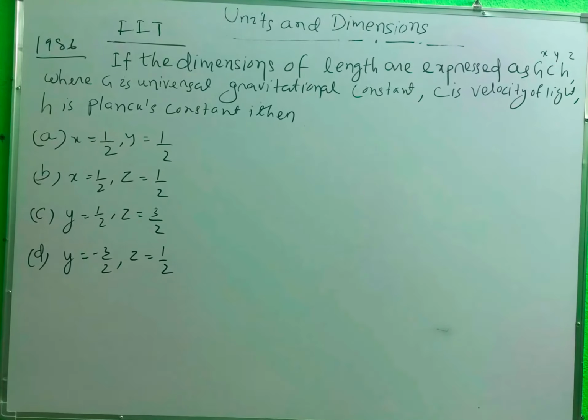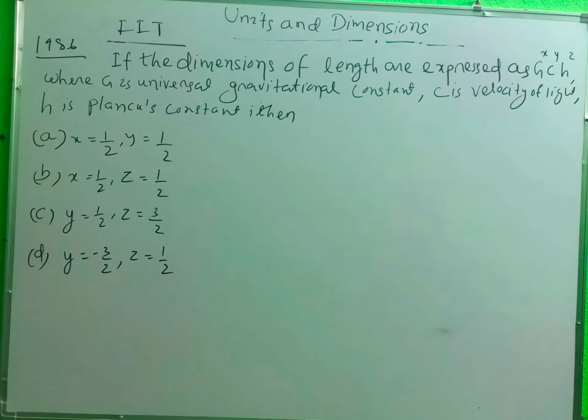Students, this question was asked in the year 1986. If the dimensions of length are expressed as G to the power x, c to the power y, h to the power z, where G is the universal gravitational constant, c is the velocity of light, and h is Planck's constant, then option A is x is half, y is half.